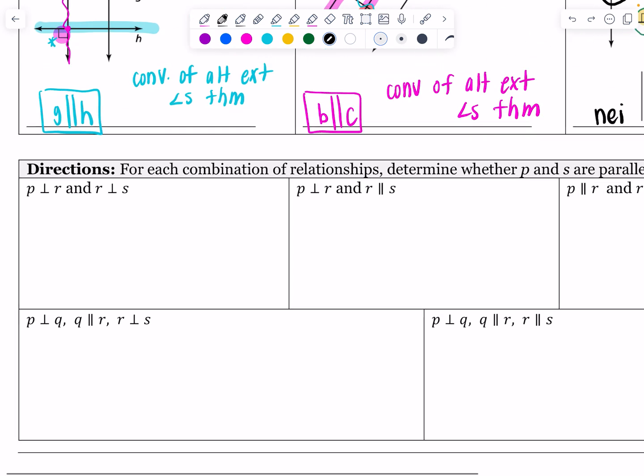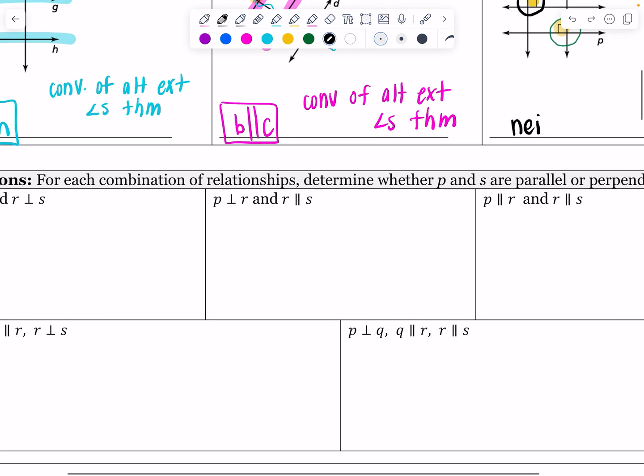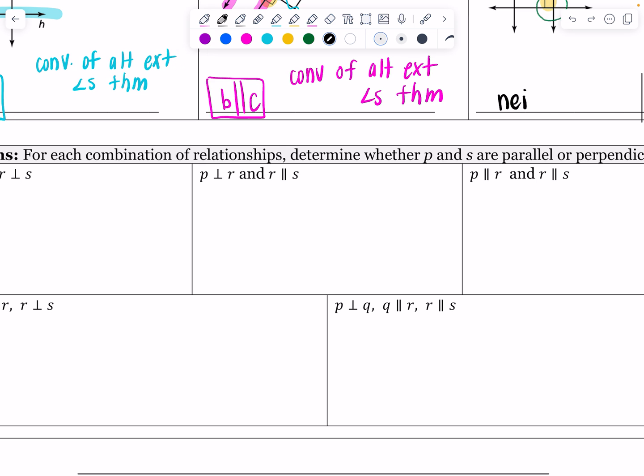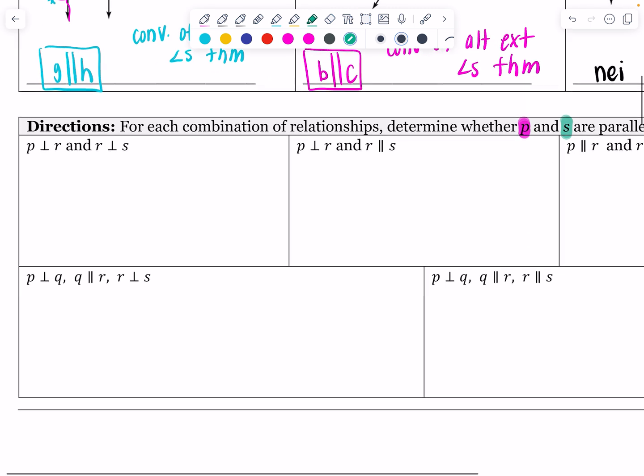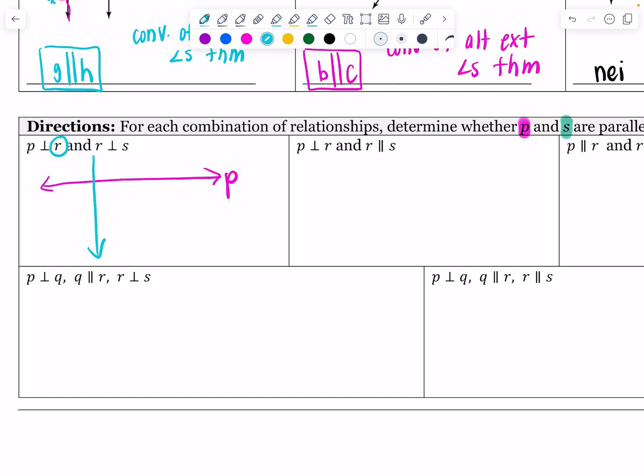Now, it says for each combo of relationships, determine whether line P and line S are parallel or perpendicular. So every time we're looking for the connection between line P and line S. So let's look at this. Let's go ahead and map that out. It says P is perpendicular to R. The first thing I'm going to do, I always draw it flat because I'm a creature of habit and I have more room. Line P, it says, is perpendicular to who? It's perpendicular to R. So I'm going to draw R going straight up and down somewhere through line P. And I'm going to put a right angle right there.